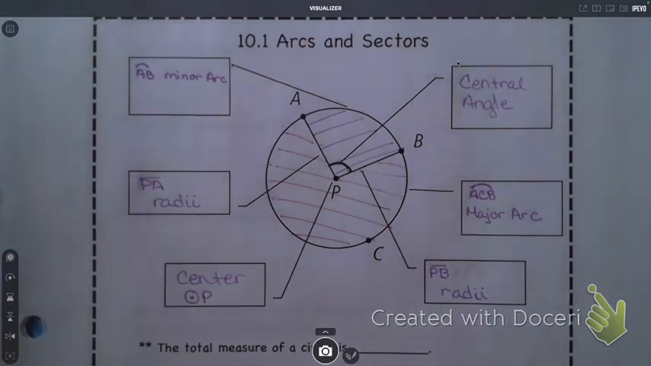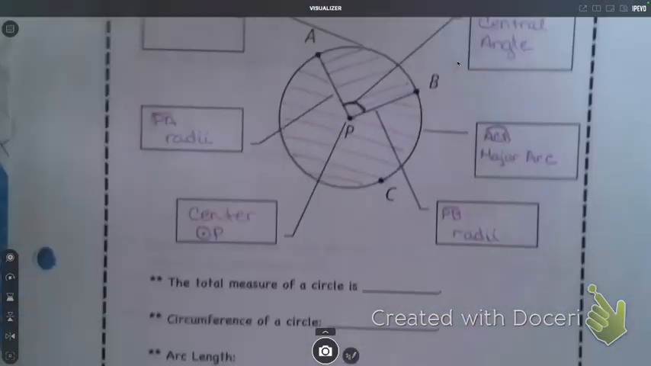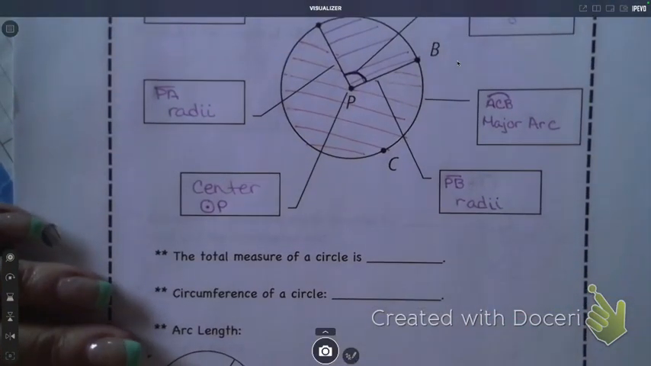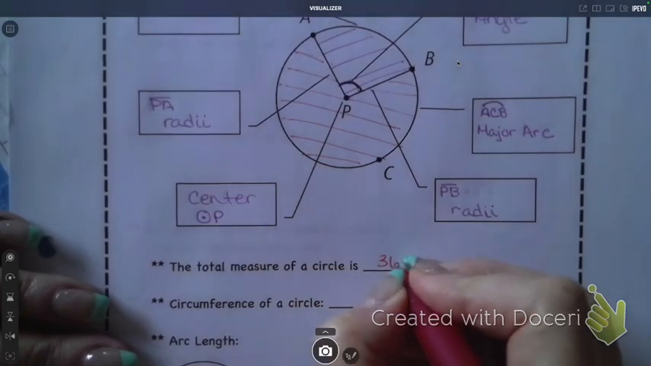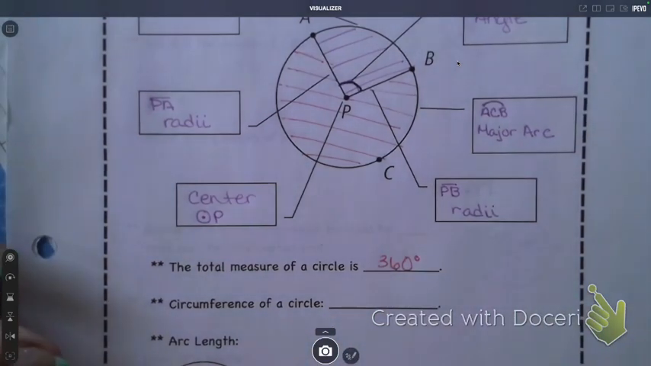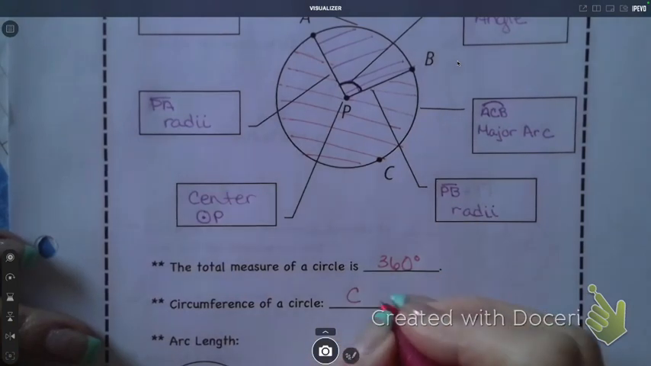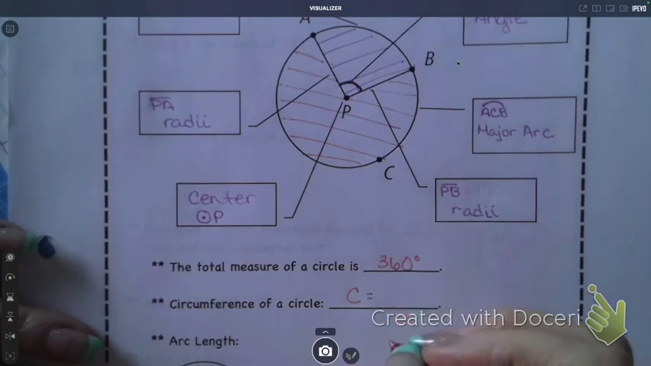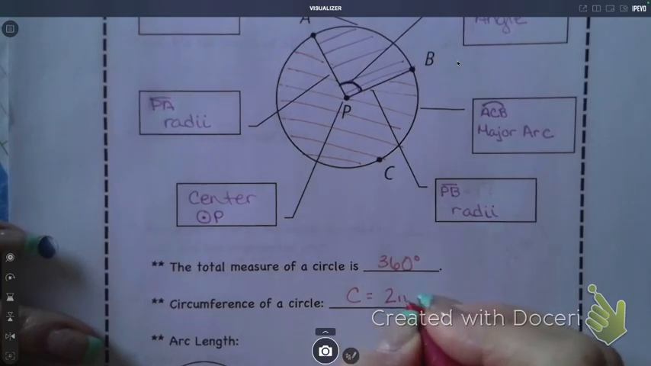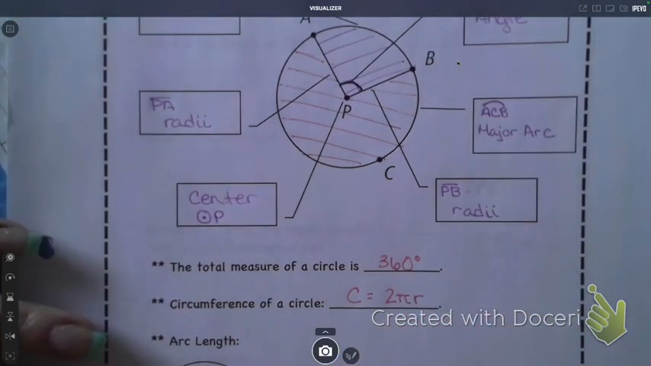When I have a pizza, there's 8 if I got a large pizza, right? Isn't there 8 pieces? So the total measure of a circle is how many degrees? 360. What is the equation for the circumference of a circle? Isn't it 2 pi r? Yeah. You're supposed to know that.